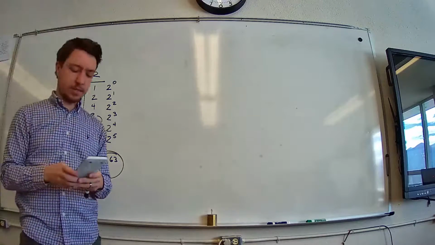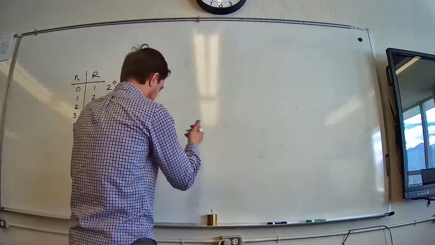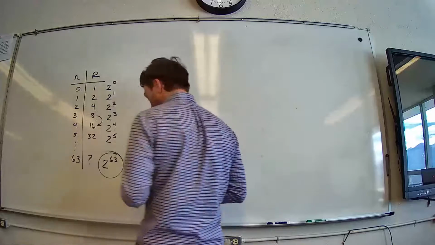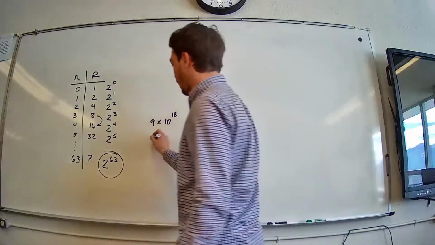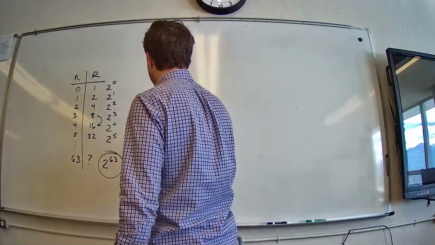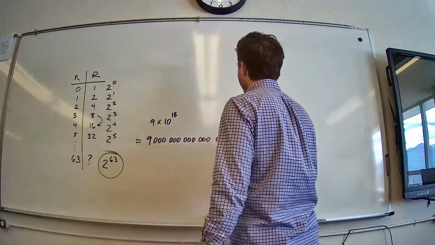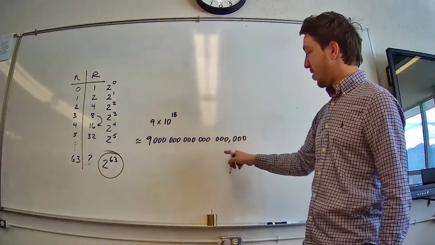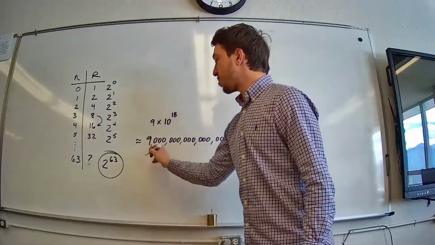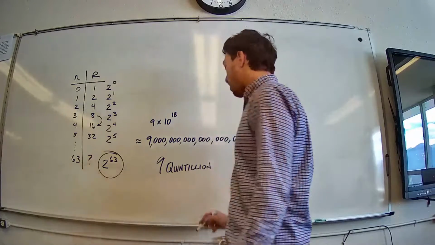If you ask a calculator how big 2 to the 63rd power is, it says roughly 9 times 10 to the 18th, which is 9 with 18 more digits: 1, 2, 3, 4, 5, 6, 7, 8, 9, 10, 11, 12, 13, 14, 15, 16, 17, 18. So we have not just hundreds, thousands, millions, billions, trillions, or quadrillions. We have roughly 9 quintillion grains of rice.